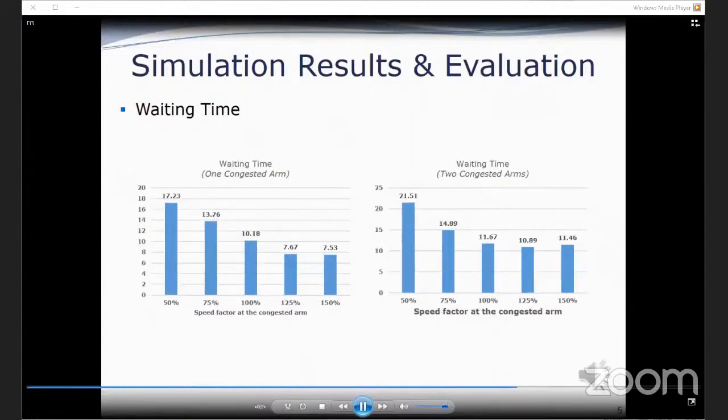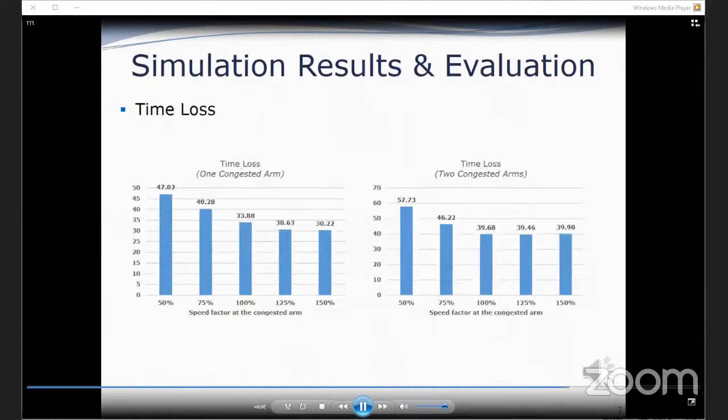As with the total travel time, an increase in the speed factor minimizes the average waiting time of vehicles. Furthermore, the decrement in the waiting time becomes marginal after reaching a certain threshold. The given results also show that the average waiting time in the case of the one congested arm is less than the average waiting time in the case of the two congested arms for all the simulated speed factors. The results also indicate that the difference between the waiting times in the cases of the one and the two congested arms becomes larger as the speed factor increases.